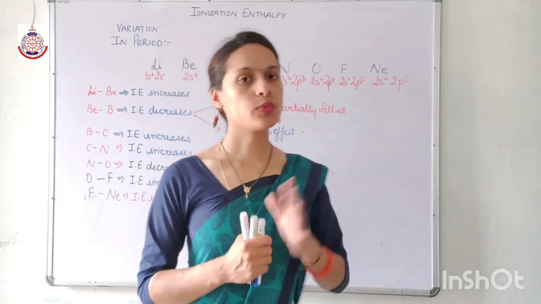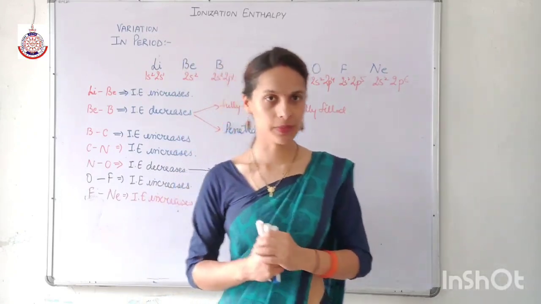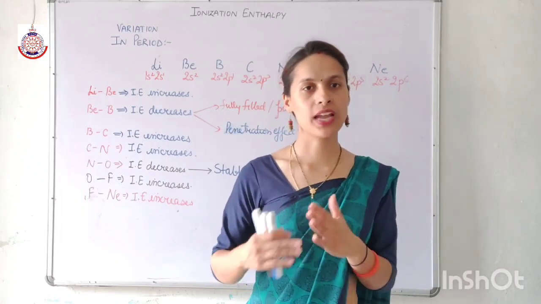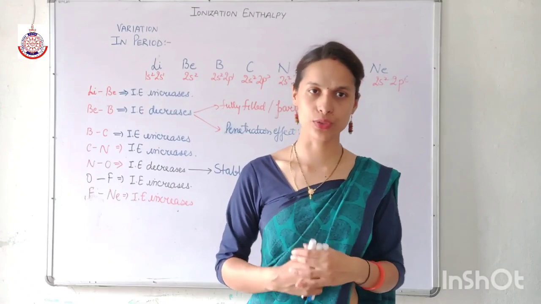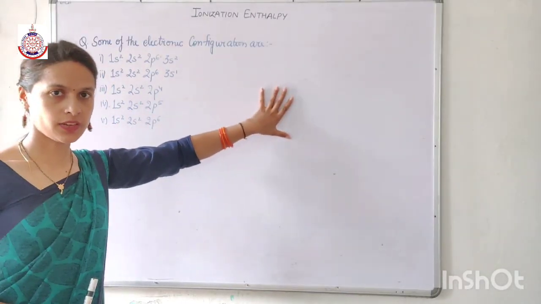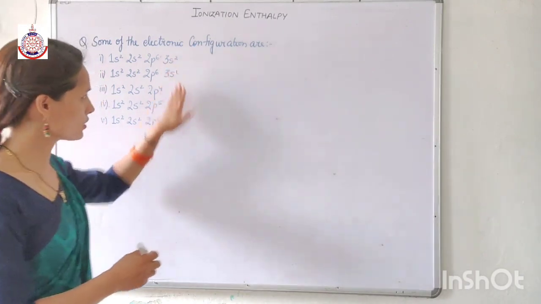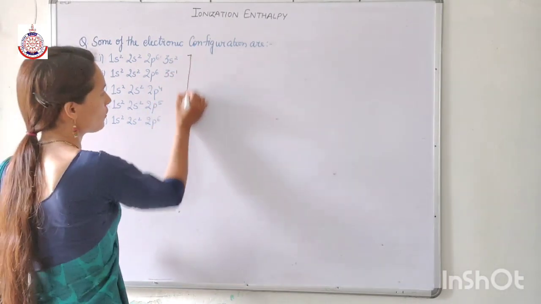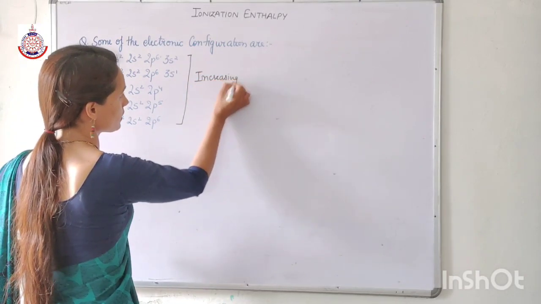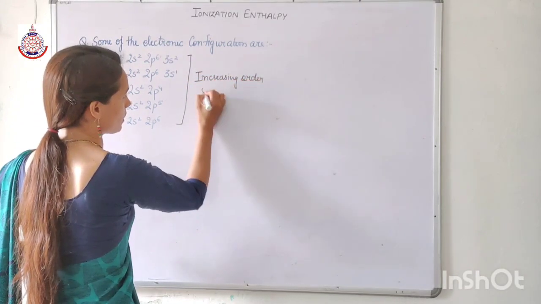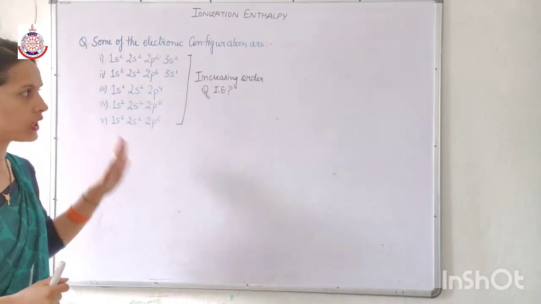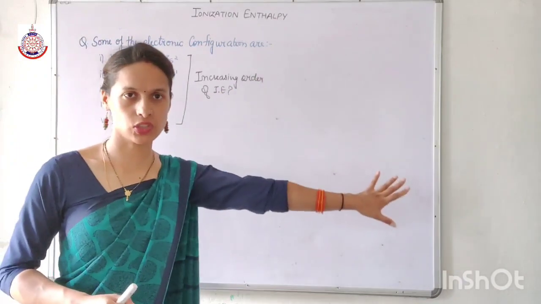So this is all about the variation of ionization enthalpy. Now we will do one question based on ionization enthalpy so that the concept becomes clearer to you. So here is the question. Some electronic configurations are given to us, and we have to arrange these in the increasing order of ionization enthalpy.